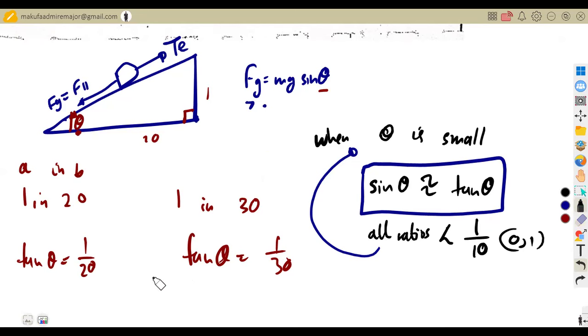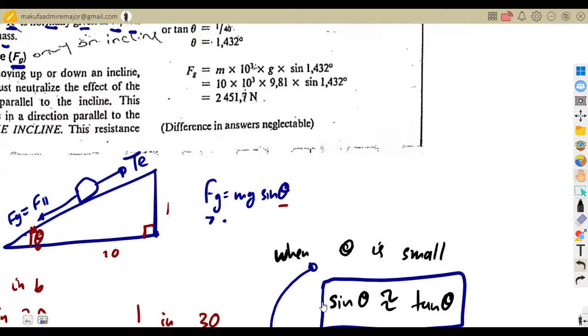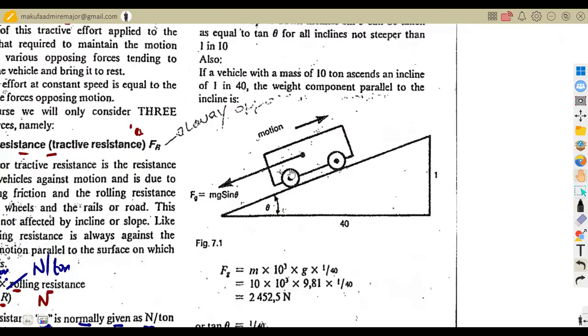So meaning to say, if we are saying the tan of theta is 1/20, it means also the sine of theta, you use it as 1/20. So where there's a sine of theta like this, you're going to use 1/20, provided that our ratio is less than 1/10, like I mentioned here. It is less than 0.1. So there are so many things that you just need to understand. So this is what you're given here.